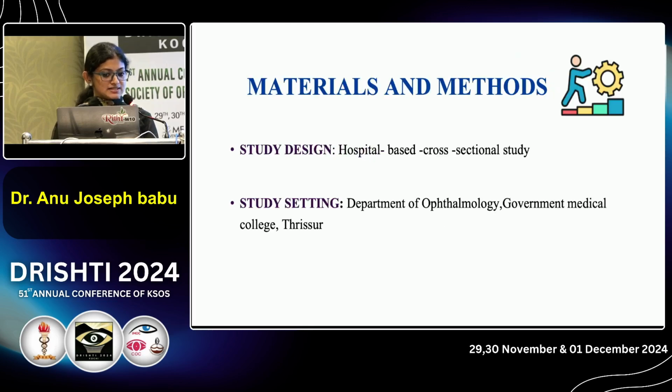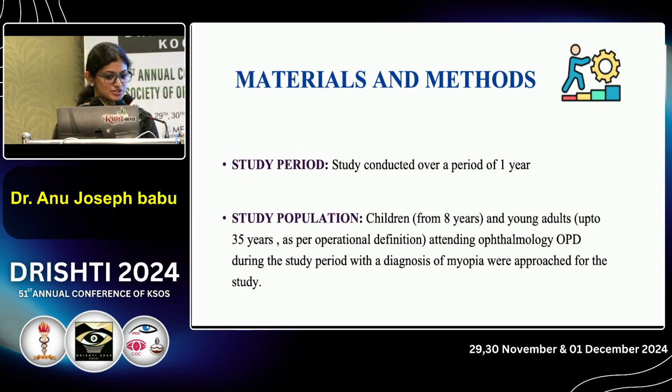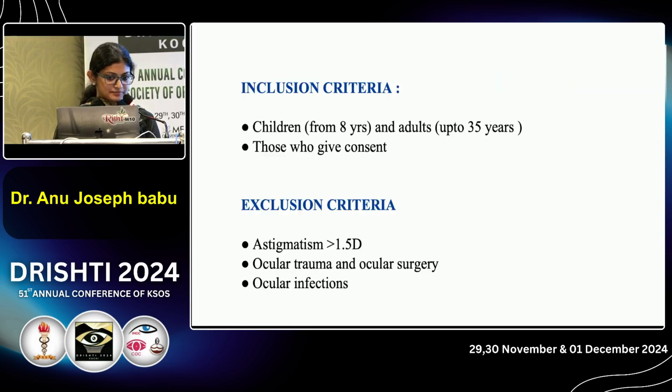Coming to materials and methods, the study design was a hospital-based cross-sectional study. The study setting was the Department of Ophthalmology, Government Medical College, Thrissur. The study was conducted over a period of 1 year, and the study population was children from 8 years and young adults up to 35 years attending the ophthalmology OPD during the study period with a diagnosis of myopia, who were approached for the study. Our inclusion criteria were children from 8 years and adults up to 35 years who gave consent. Exclusion criteria were astigmatism of more than 1.5 diopter, ocular trauma, ocular surgery, and ocular infections.